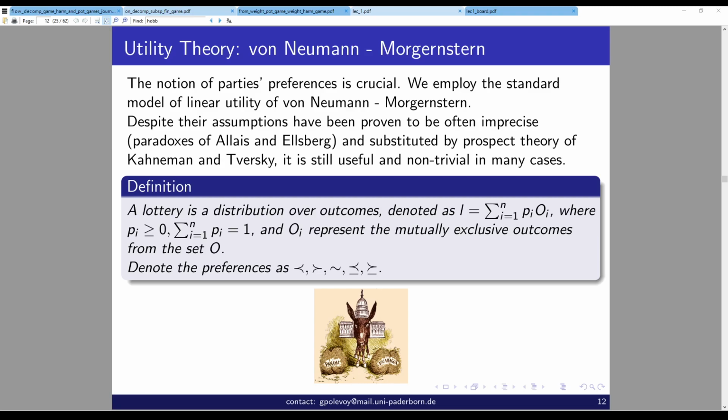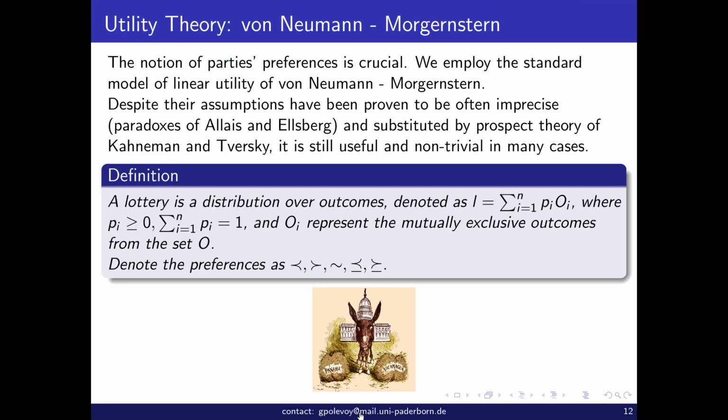So let us now talk about the utility theory of von Neumann and Morgenstern. As I said, it's known that it's not exactly how preferences are built, at least not in many cases. We do employ this model, and many researchers employ this model too, but it's known that sometimes that's not the case.